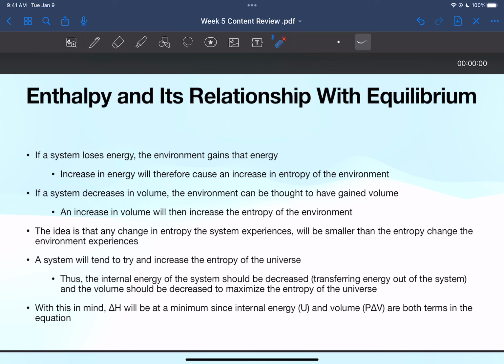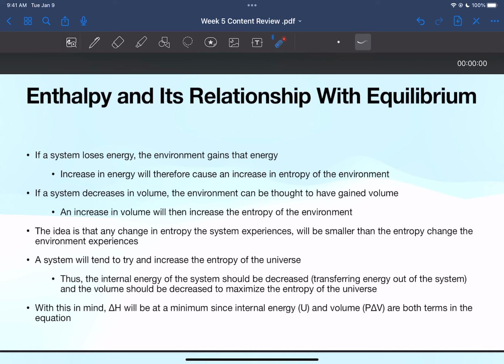The idea is that any change in entropy that the system experiences, the system will only experience a very small change in entropy relative to the entropy change that the environment experiences. Now, as we mentioned before, a system in the universe will tend to evolve towards states of higher entropy. They want to increase their entropy, right?